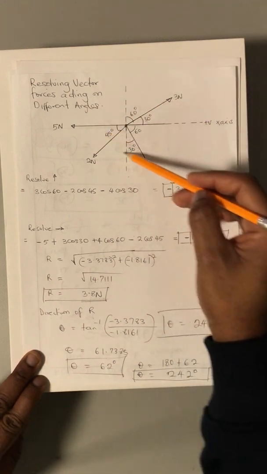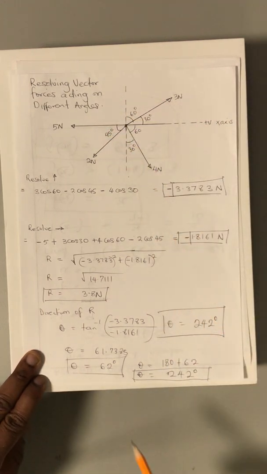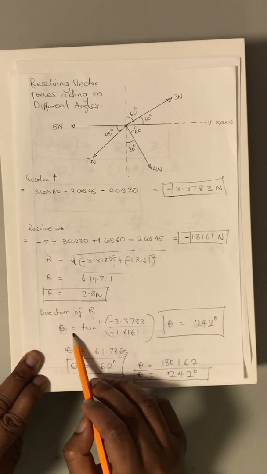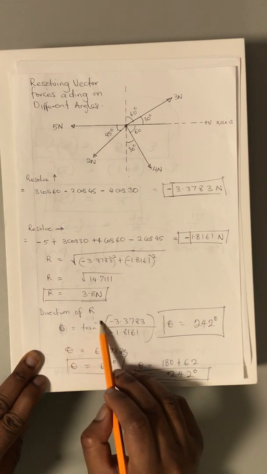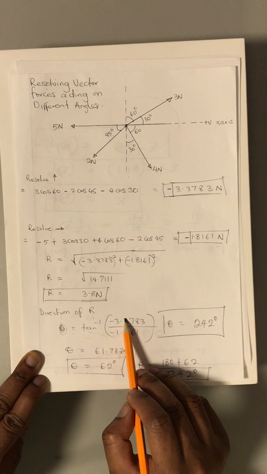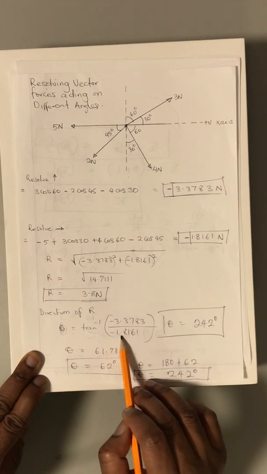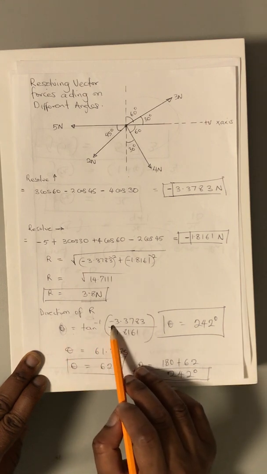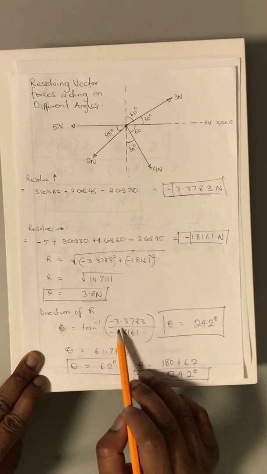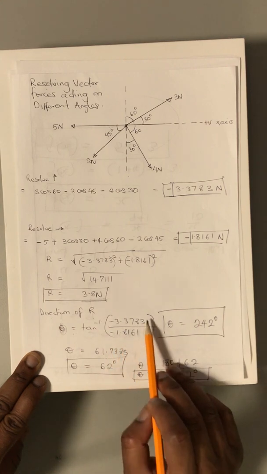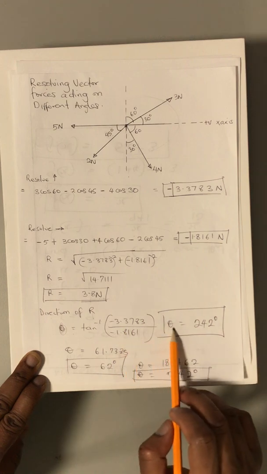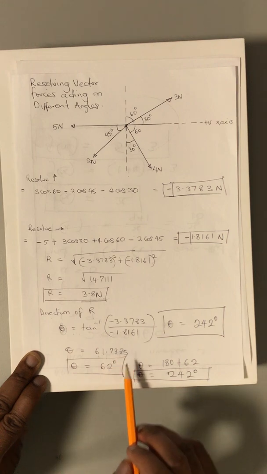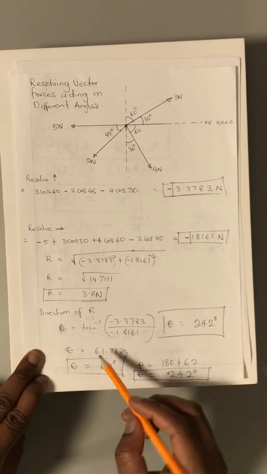So therefore, to find the direction of our resultant force, we can calculate it using the formula theta equals arctan of the vertical resultant force over the horizontal resultant force. So we have theta equals arctan of minus 3.3783 over minus 1.8161, all in brackets. So our arctan from here equals 61.7385.